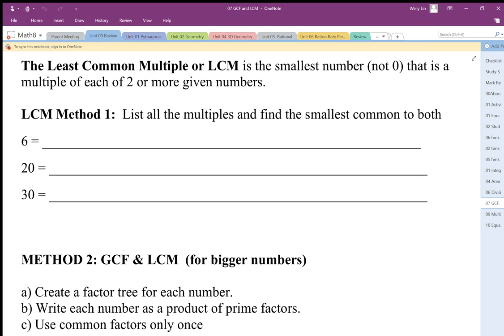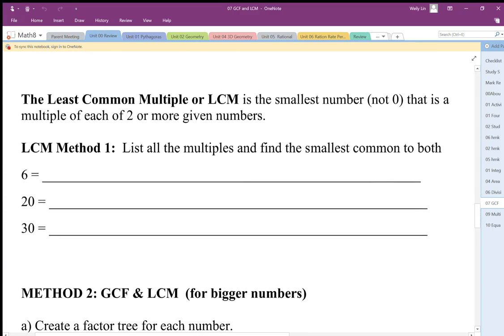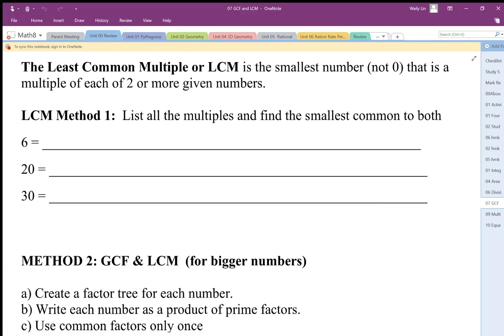So that was the most basic way we can find greatest common factors. We can just list them out. With least common multiples, the most basic way we can do this again is we can just make a list. We can just list them out.